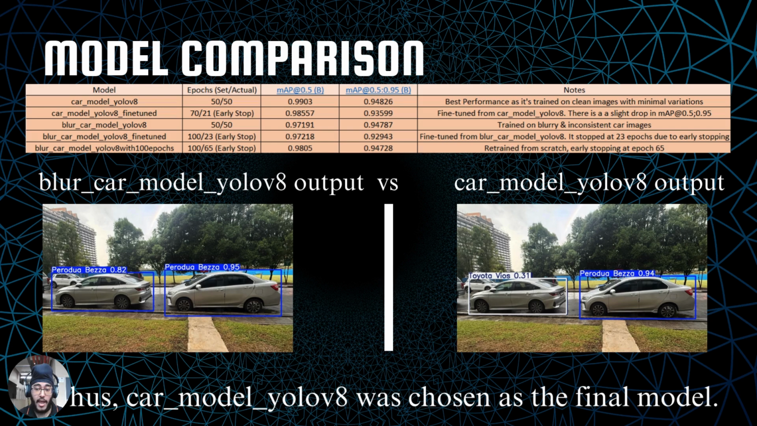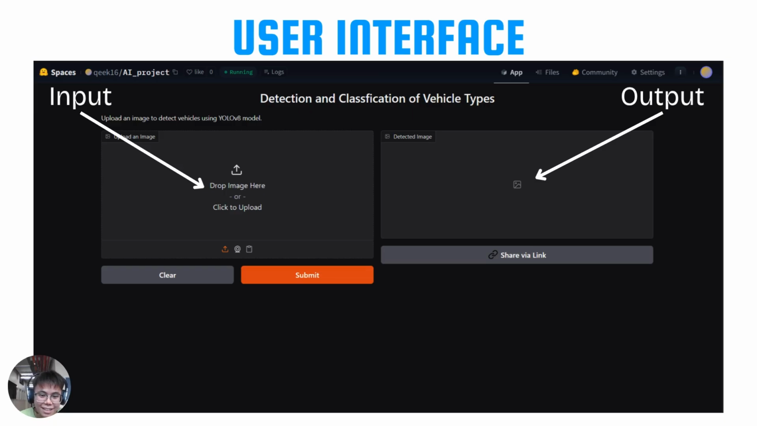On the left side, the model could not identify the Toyota Vios properly, but on the right side, it could identify both the Toyota Vios and a Perodua Viva with a decent confidence value. Thus, car_model_YOLOv8 was chosen as the final model. Now, I'm going to pass on the presentation to Chi Yang.